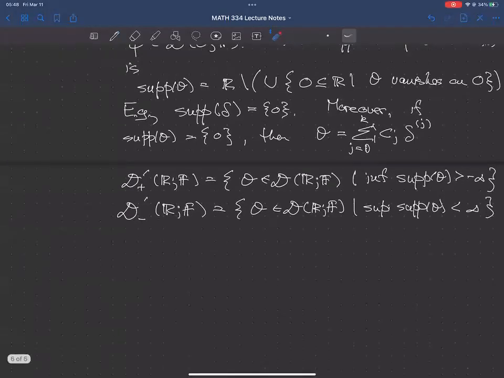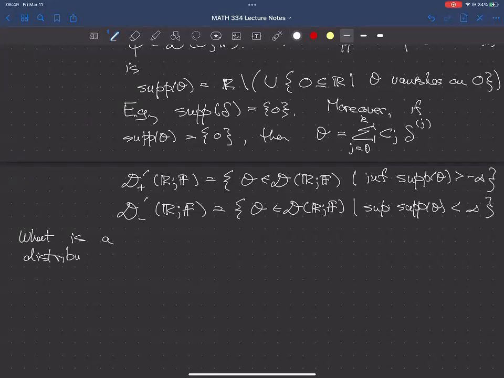Okay, good. So now, what is a distribution? What do I mean by this? Because we know what a distribution is. What I mean by this is there's a way of characterizing distributions which gives you a lot of insight into how distributions are actually put together. And the answer is there is.